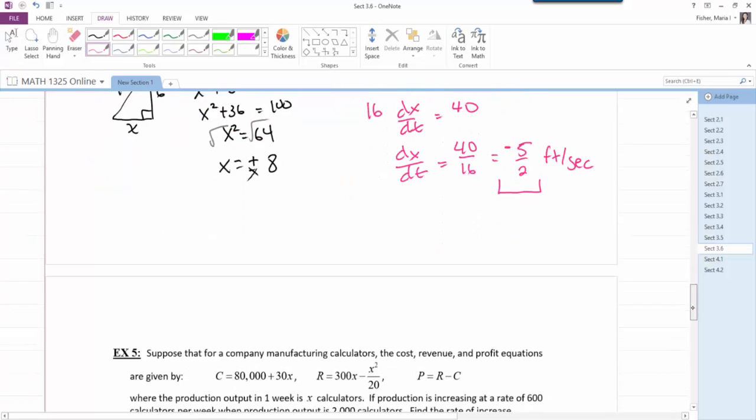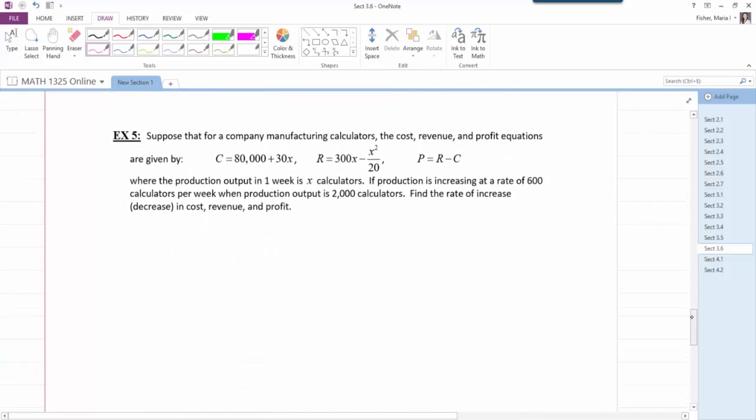Let's look at number 5. Number 5 says, suppose that for a company manufacturing calculators, the cost, revenue, and profit equations are given by the following, where the production output in 1 week is X calculators. So here's my cost, here's my revenue, and here's my profit function, and I know that production output in 1 week is equal to X calculators. If production is increasing at a rate of 600 calculators per week, well, remember, production output in 1 week is called X, so that means that dx/dt is equal to 600 calculators per week.